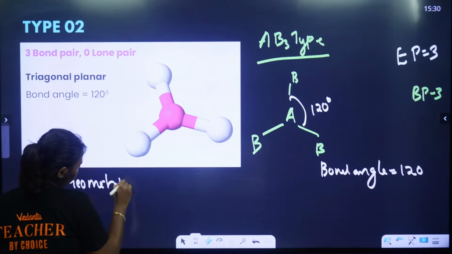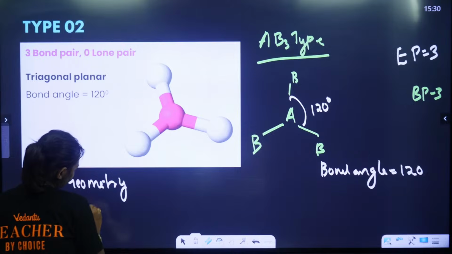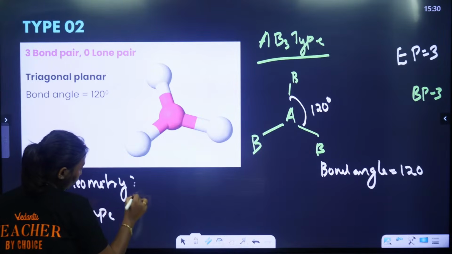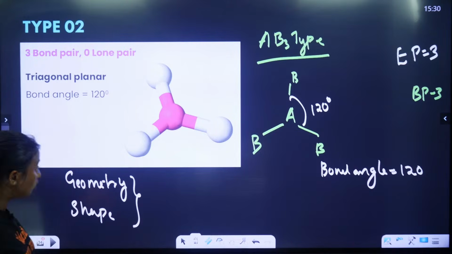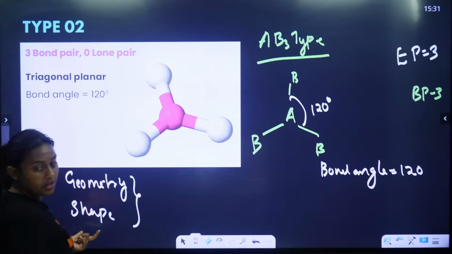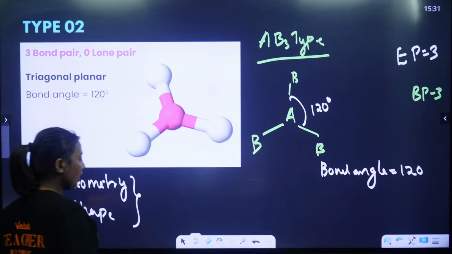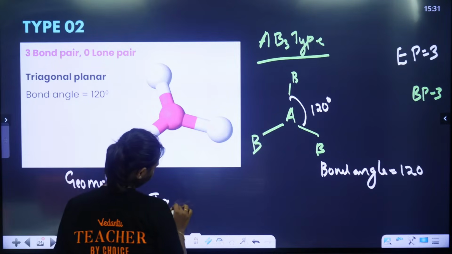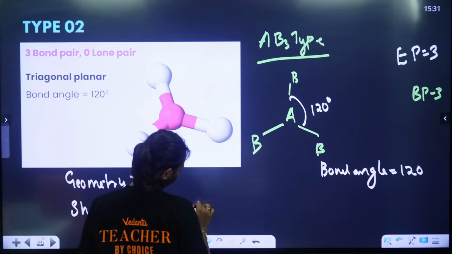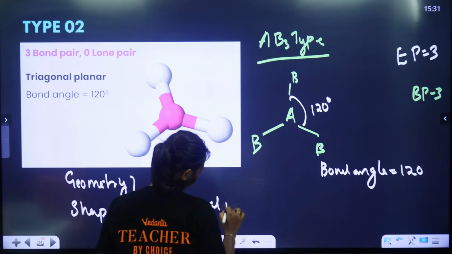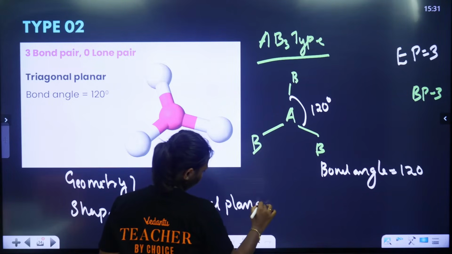Geometry and shape is similar only. Why? Because there is no lone pair. So what is geometry and shape? Geometry and shape is trigonal planar.